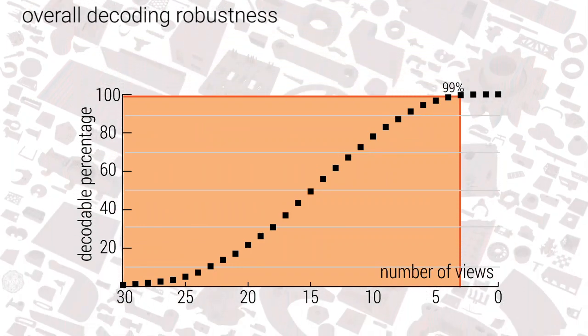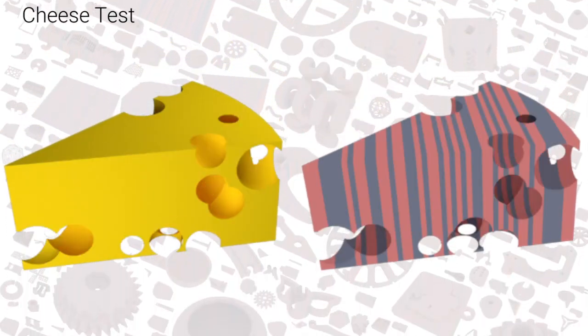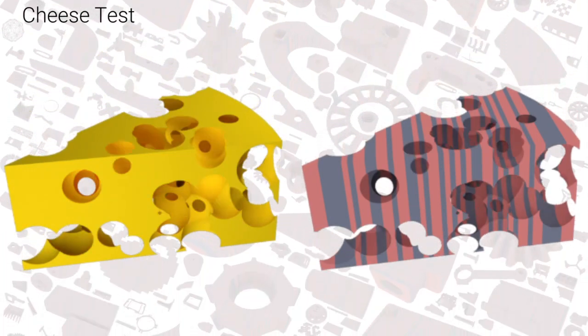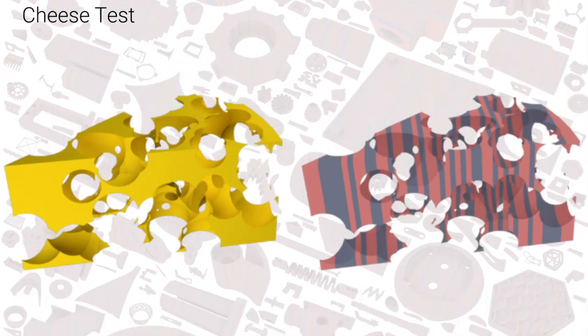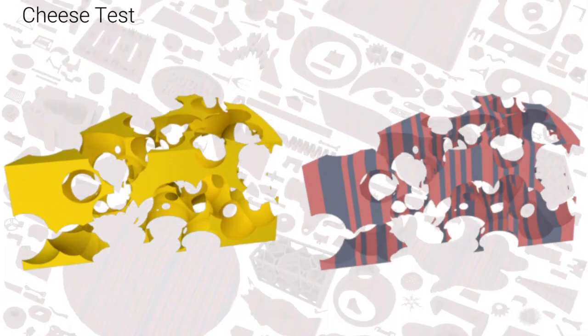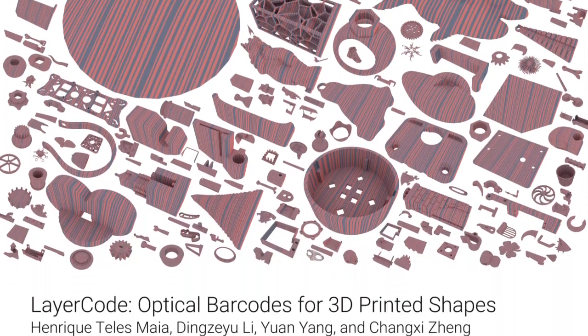We also test the robustness of decoding against the deterioration of the input geometry. We keep punching holes in the cheese wedge until our decoding fails. We are able to continue decoding even as fine features emerge. We plan to open source our code and software hardware modifications to facilitate future research. Thank you.